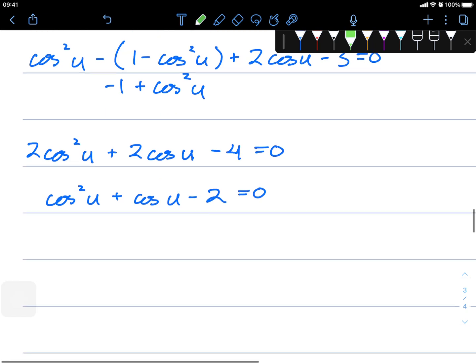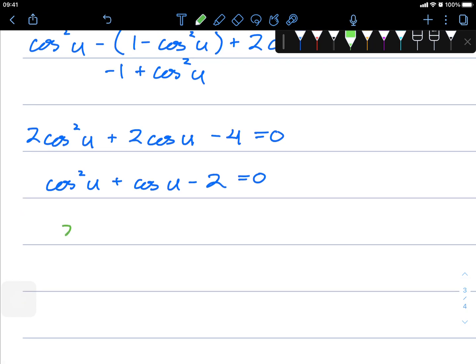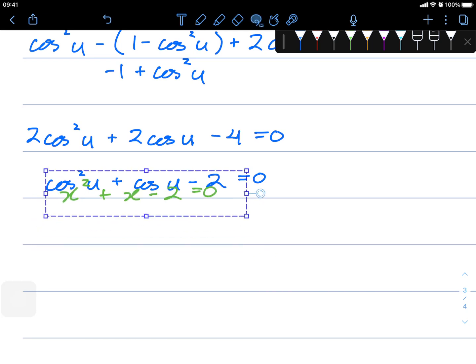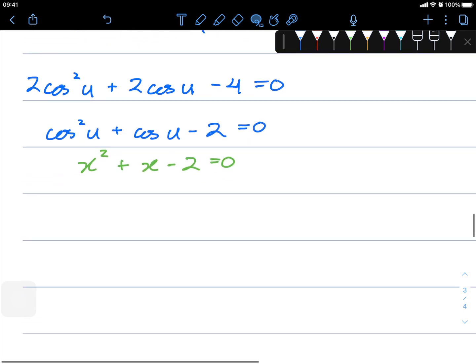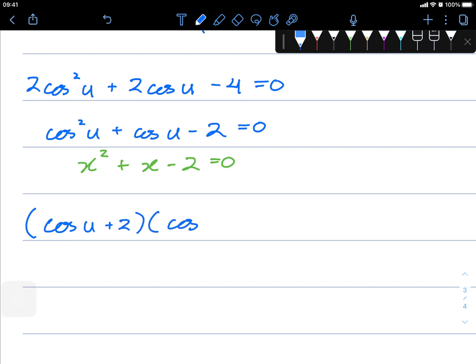And I hope you can see that this is very close to a quadratic, like x squared plus x minus 2 is equal to 0, which if you visualize it like this, it'll make it a lot easier to factorize, because now we need two numbers that multiply to negative 2 but add to positive 1. I can think of plus 2 and minus 1. In case you're wondering why it's cos u, if we were to factorize this, we get x plus 2, x minus 1, where x would just be cosine.